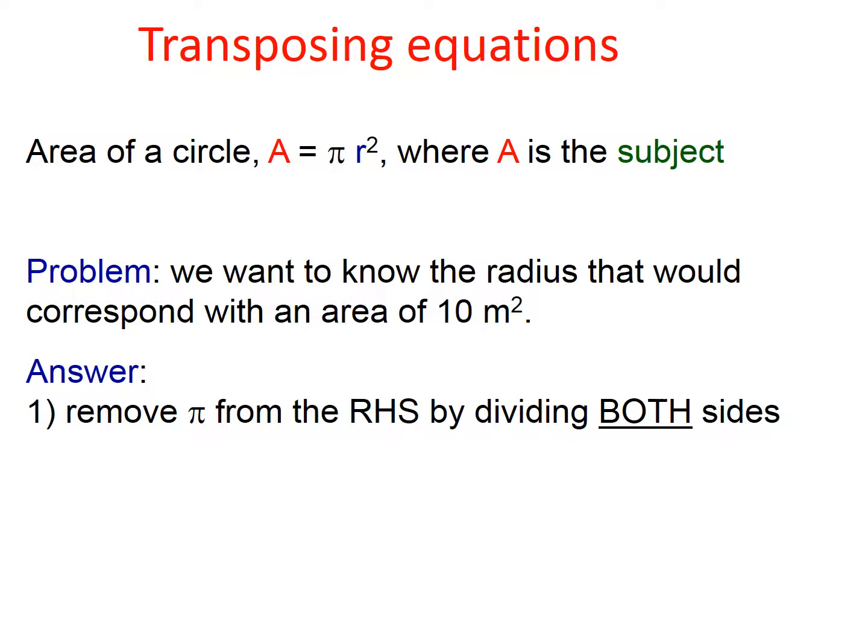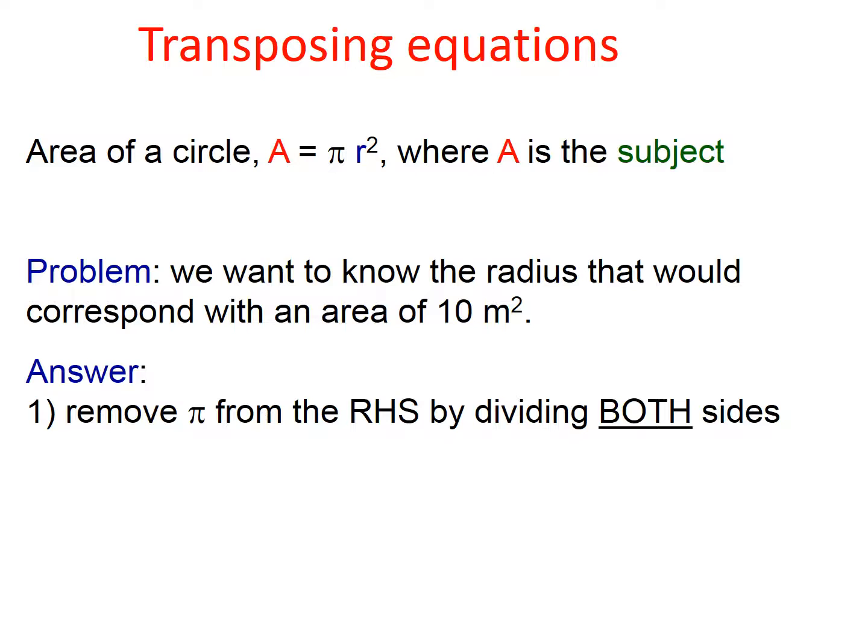And that gives me A over pi, but it also gives me pi over pi, so I can cancel those out. Cancelling you don't have to do to both; you can't cancel one thing on both sides of the equation. And in this case we've got r squared.